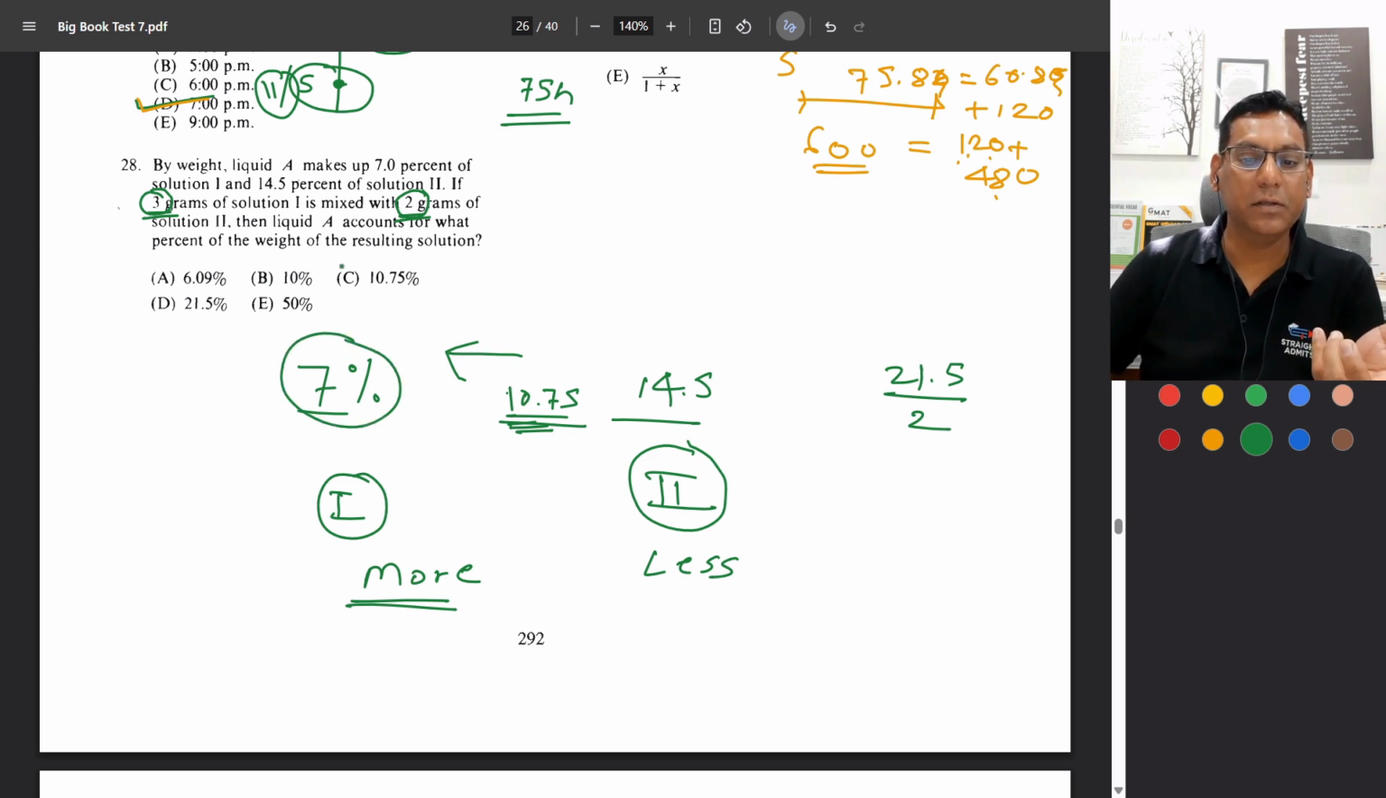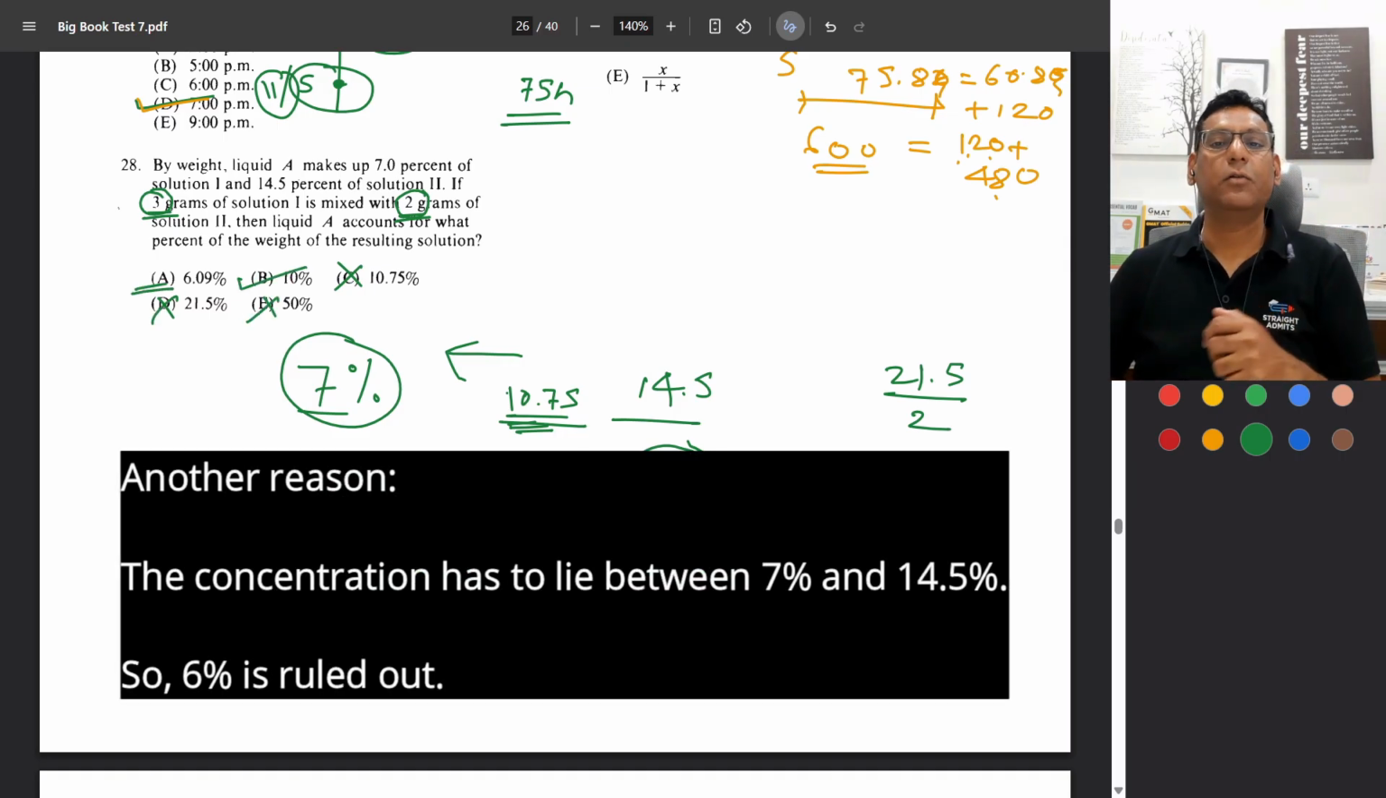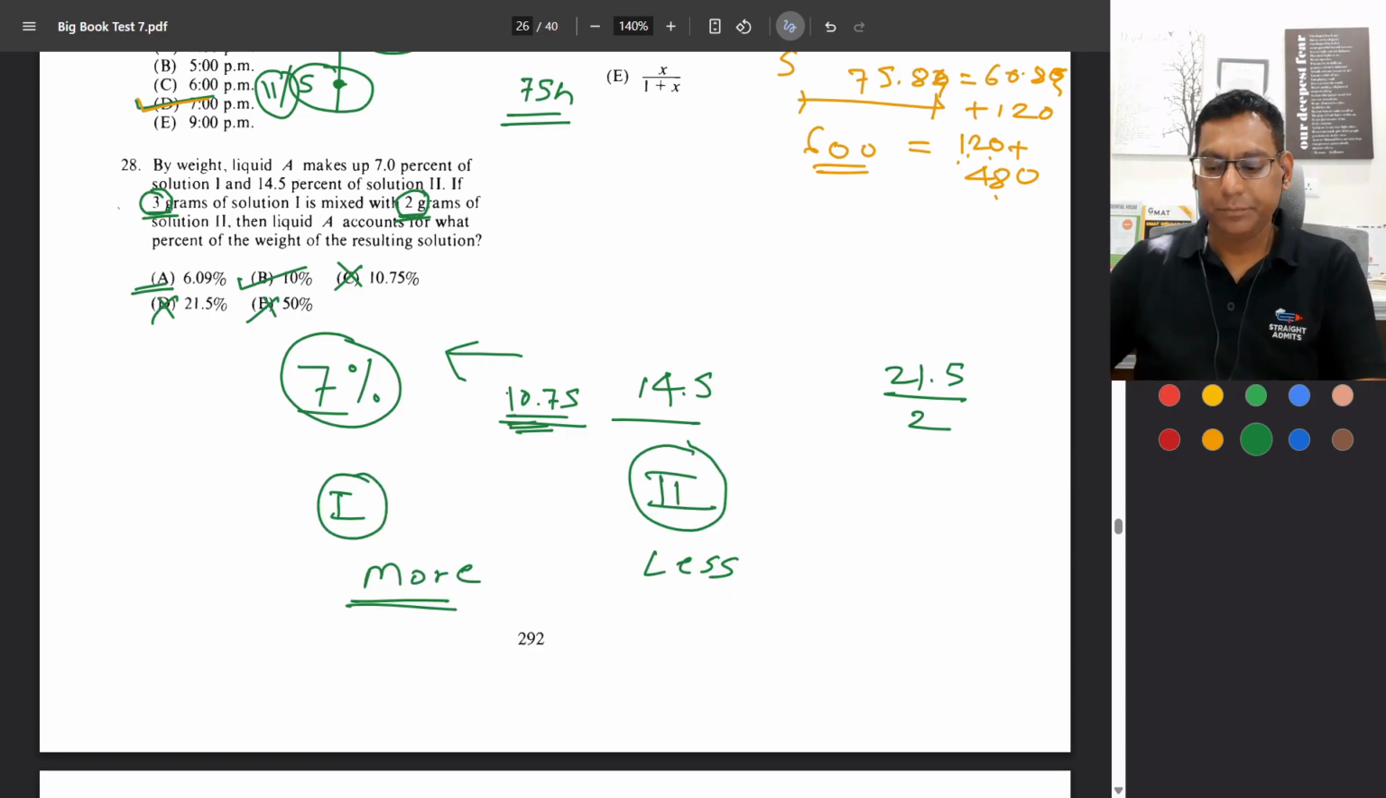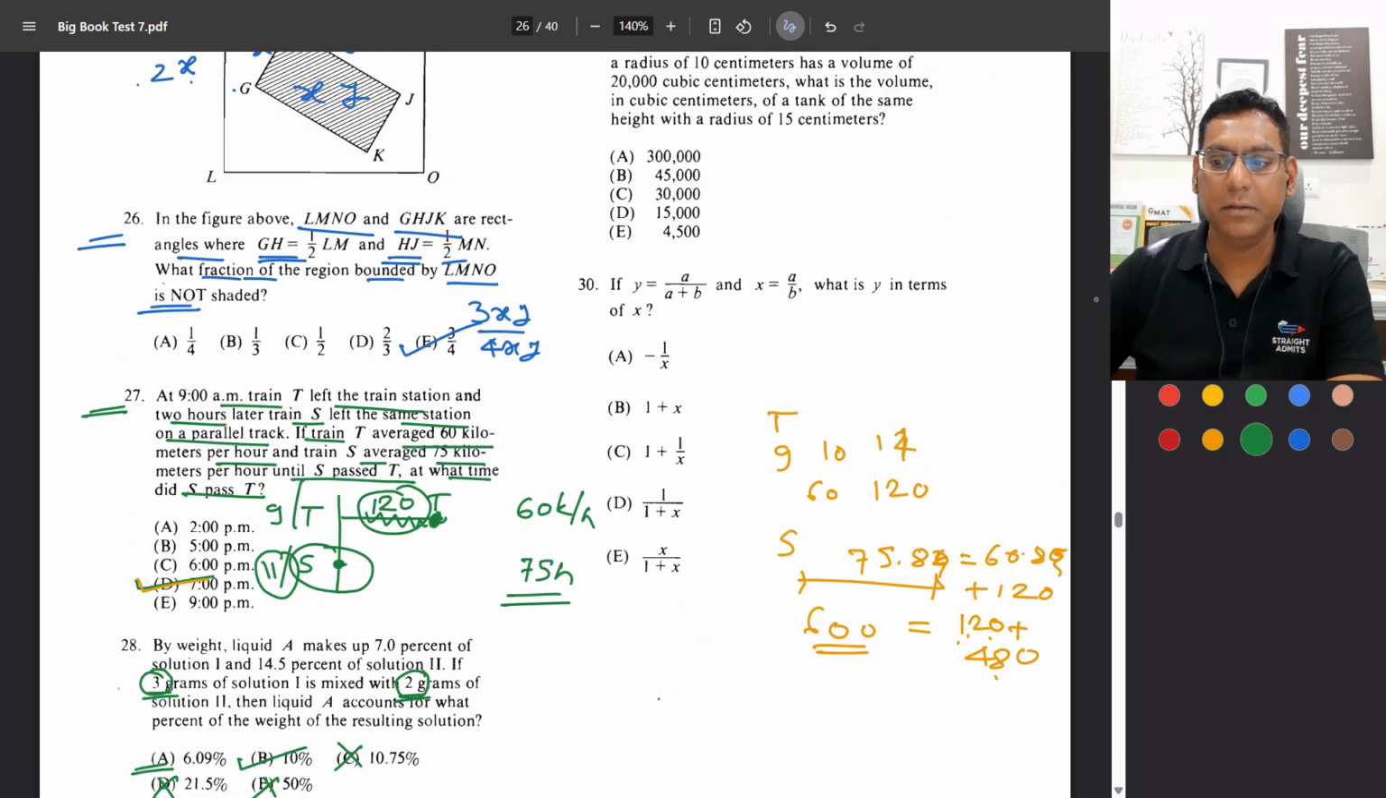So it doesn't have to be this, this can be ruled out. This is also way too far, so that way also you can figure out the answer to be answer choice B. That's the logical way of doing it. Let's look at question 29.